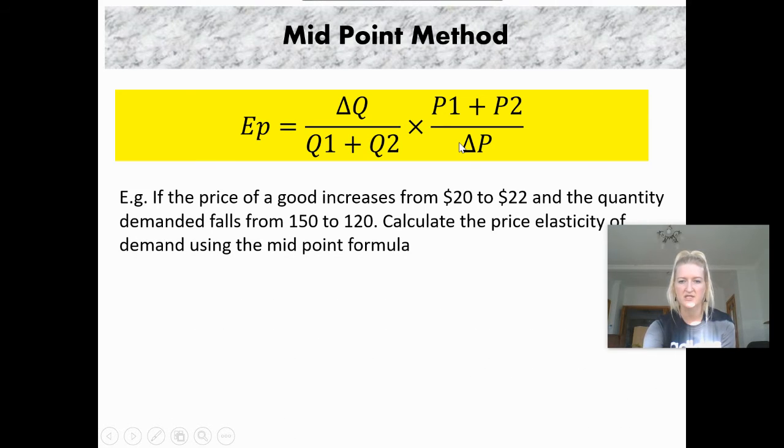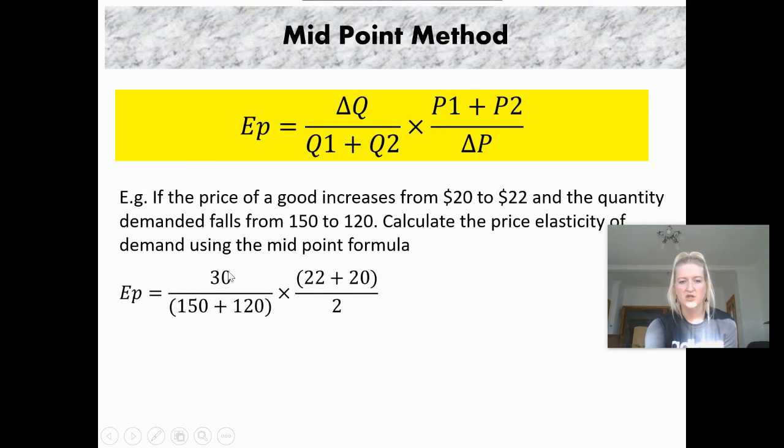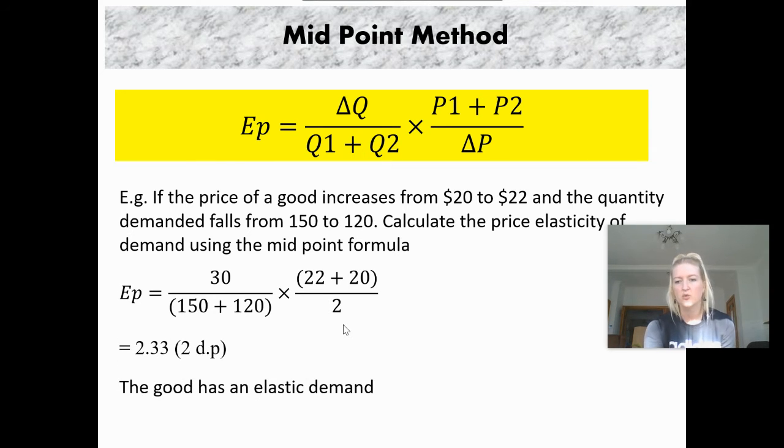So we're using the same example. This time we've got the change in the quantity, which is 30, divided by the old plus the new quantity, times the old plus the new price, divided by the change in the price. And it's 2.33. So we get the same answer, that this good is elastic. The midpoint formula can only be used if we are given both prices and quantities though.